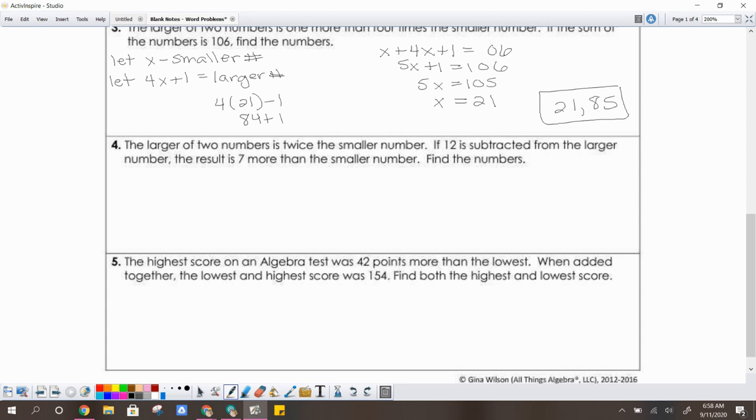So number 4, the larger of two numbers is twice the smaller number. If 12 is subtracted from the larger number, the result is 7 more than the smaller number. Find the numbers. So first, we're going to start with our smaller number. We know it's x. So I'm going to write that first. Okay, and then the larger of two numbers is twice the smaller number. So twice the smaller number should be our larger number.